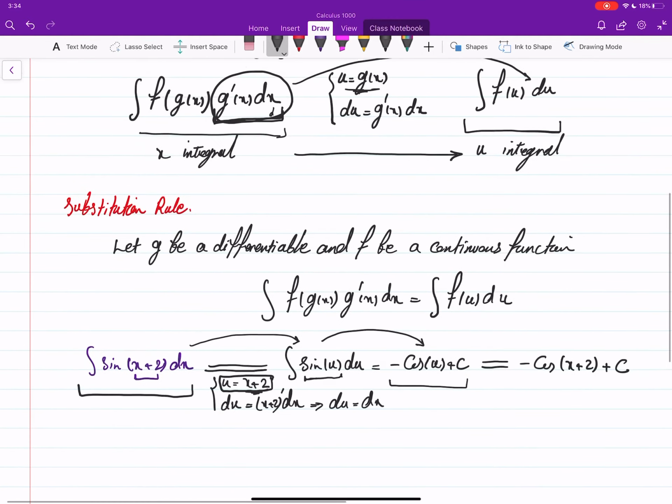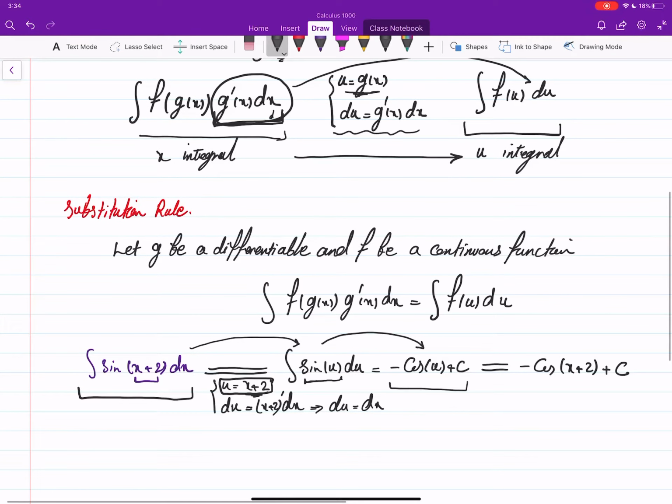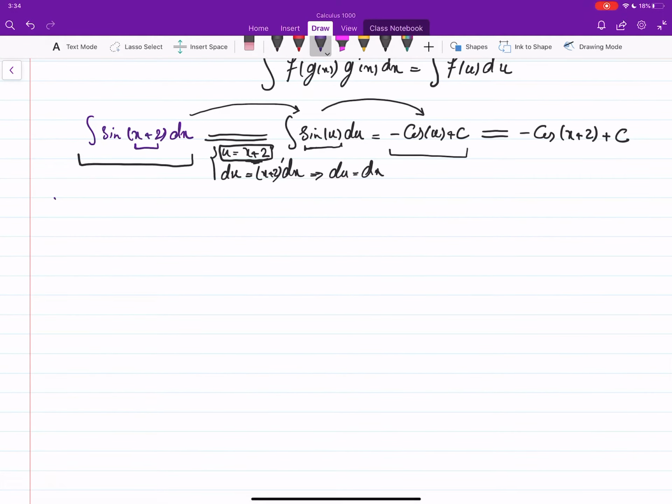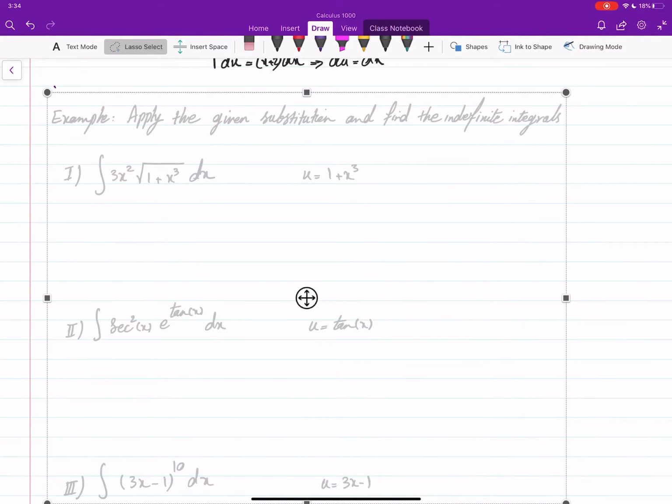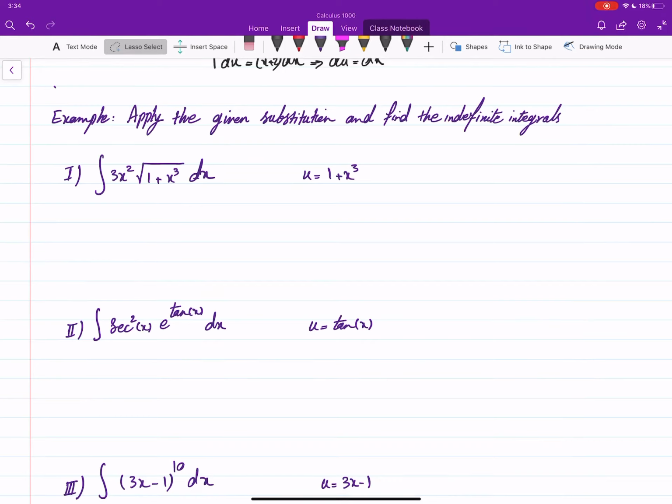Well, in these steps, you find the right g and then replace the u with the right part of the function. This is called substitution, and you need to learn how to do it through different examples. Let me bring in some of these examples. Here I have given you the right substitution to be applied, and you need to turn this x integral into a u integral.